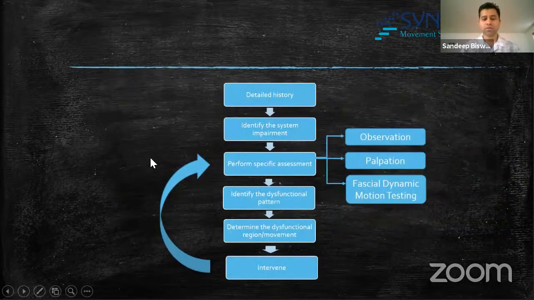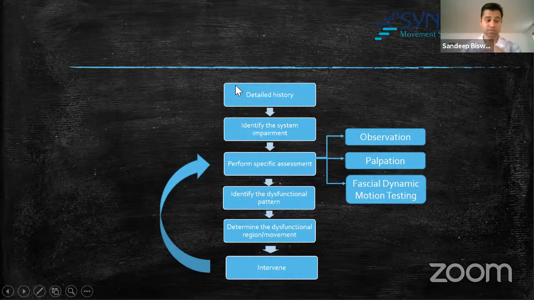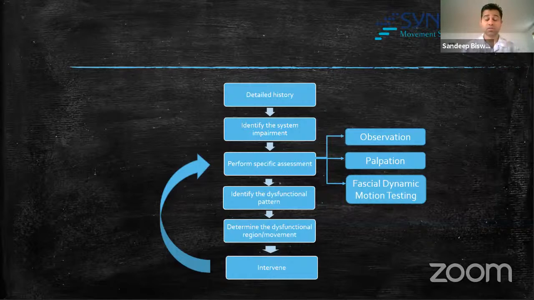So how does our plan go? We focus a lot on the history. So you start with a detailed history, then you identify the system impairment. It's very important that you identify the system that is influencing the problem. Sometimes it might be a red flag. If it's the cardiovascular system, it's not your patient. The patient needs to go to the ER, right? So it's very important to assess whether it's the fascial system, the musculoskeletal system, or the visceral system, what kind of system impairment you have, okay?